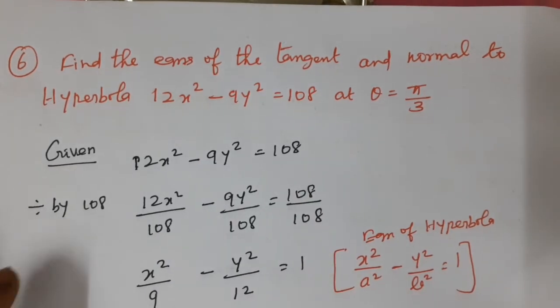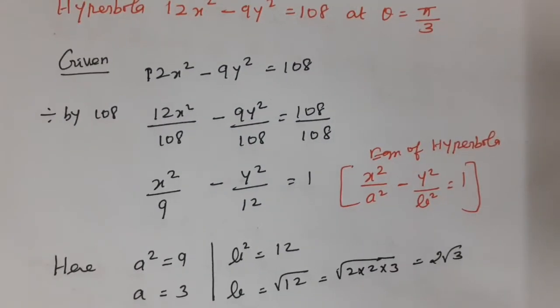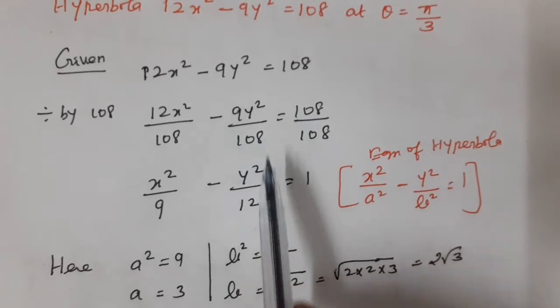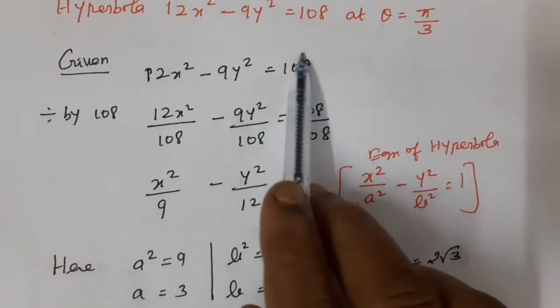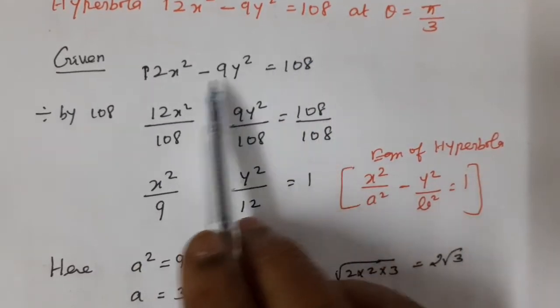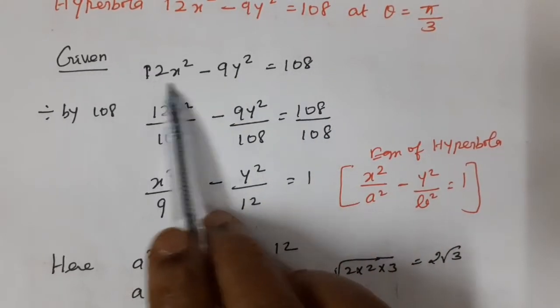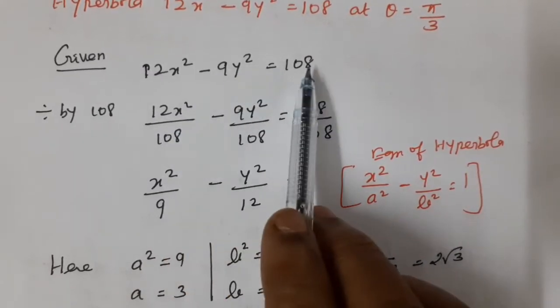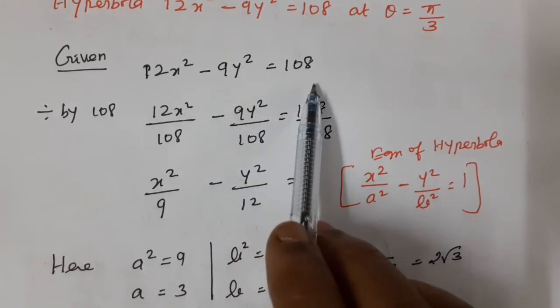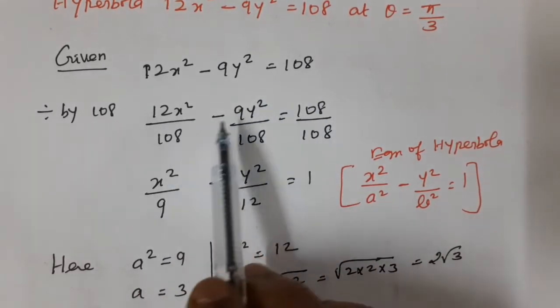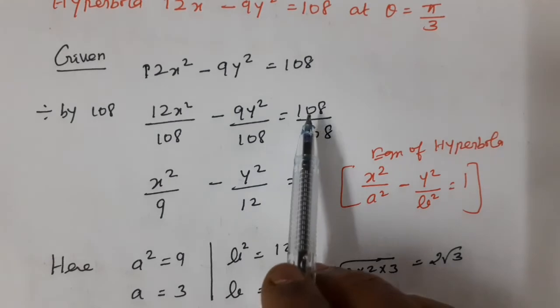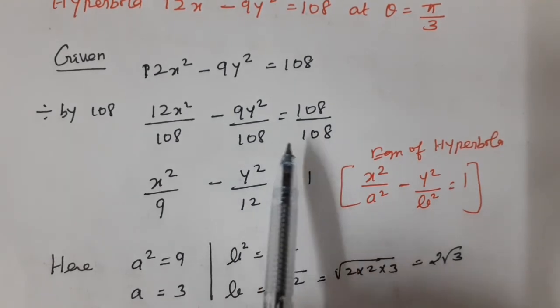What is the given equation? 12x squared minus 9y squared equals 108. What is the constant here? We divide both sides by that constant, 108. Both the left hand side as well as the right hand side we are going to divide by 108: 12x squared by 108 minus 9y squared by 108 equals 108 by 108.